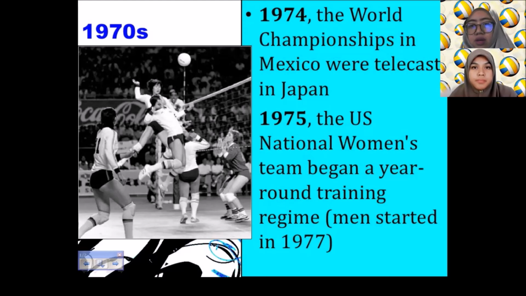The following year, the U.S. national women's team began a year-round training regime. Men started in 1977. Okay, so basically, the national women's team started their training before the men's team.